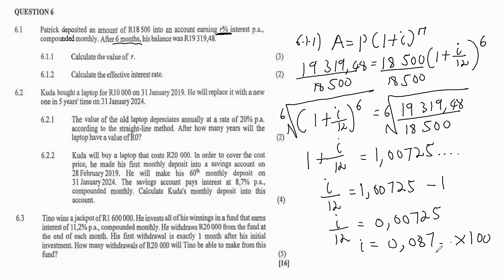If you are looking for the interest rate R%, then you have to multiply this by 100. Because remember, when we write our i, we have already divided by 100. So if you want to take it to R, we need to reverse that and multiply by 100. So our interest rate R is 8.70%. This is what we call the nominal rate. Hence in 6.1.2, we are being asked to calculate the effective interest rate. So this is the nominal rate, and now let's calculate the effective interest rate.